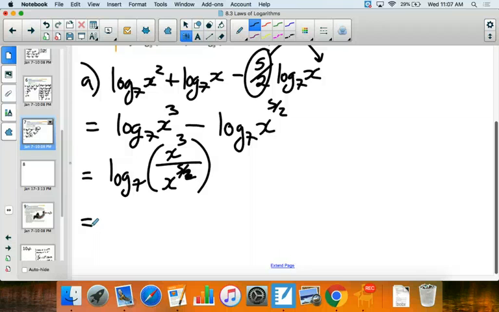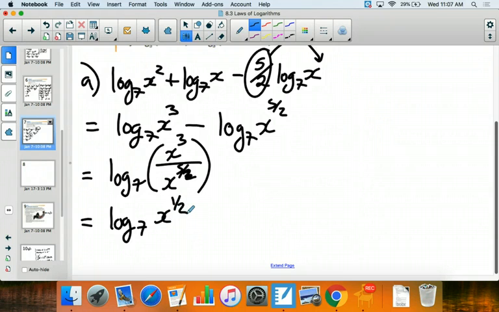You have exponents, and they have the same base, they're both base x. What do you do with exponents when you're dividing? You subtract the exponents. So what's 3 minus 5 over 2? 1/2. 3 is the same as 6 over 2. 6 over 2 minus 5 over 2 is 1/2. So we're left with log of x to the power of 1/2 base 7.